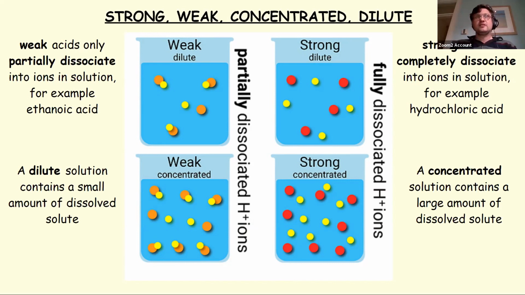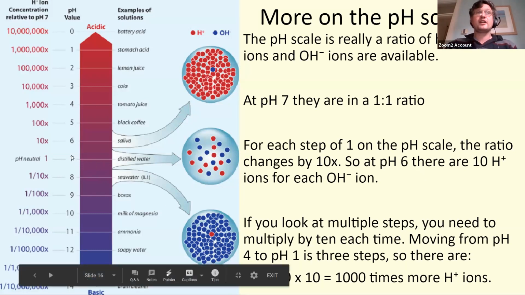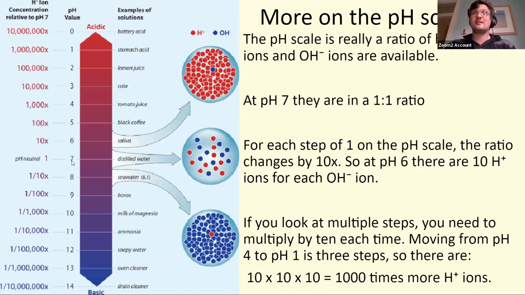To recap, the pH scale is a ratio. How many hydrogens are there compared to hydroxides? Let's go back to pH 7 and look here. I've got 10 hydrogen ions, 10 hydroxide ions. For each hydrogen ion, there is one hydroxide ion. They're in a ratio of 1 to 1. If I go to pH 6, each step on this is a factor of 10. That means I'm multiplying or dividing by 10. So at pH 6, there will be 10 hydrogen ions for each hydroxide. I've got 10 times as much hydrogen, or another way of thinking about it, 10 times less hydroxide.